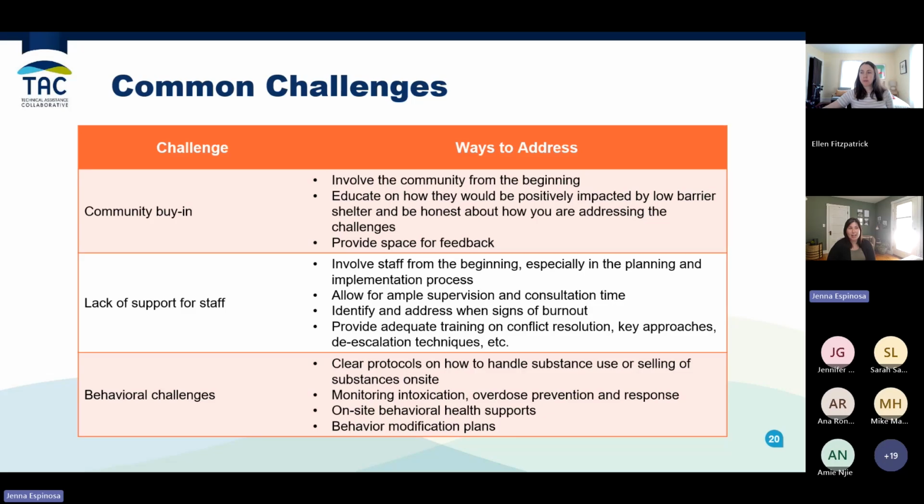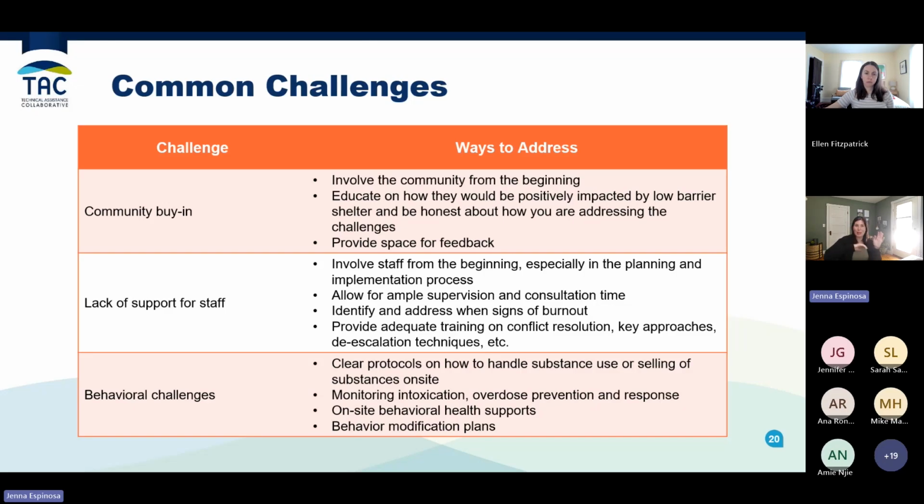Identifying and addressing signs of burnout is incredibly important. And then training specifically on conflict resolution and de-escalation techniques can be incredibly helpful in people managing tricky situations. And then behavioral challenges can come up. So having clear protocols on how to handle substance use or the selling of substances on site.